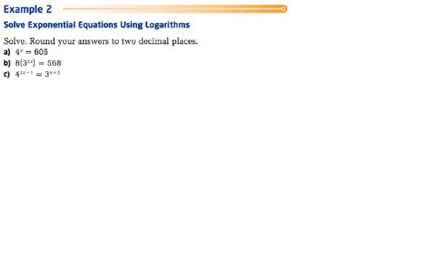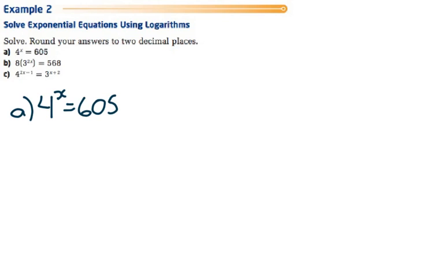So moving away from log equations into exponential equations, we can't deal with exponential equations without invoking logs. The way that's going to look, you take question A, 4 to the x equals 605. Now, in a previous method, we would have tried to turn 605 into a base of 4, which is actually impossible to do. So this is why we need to use logs.